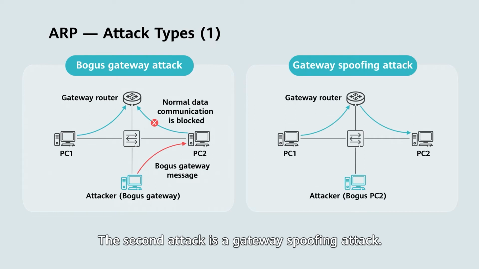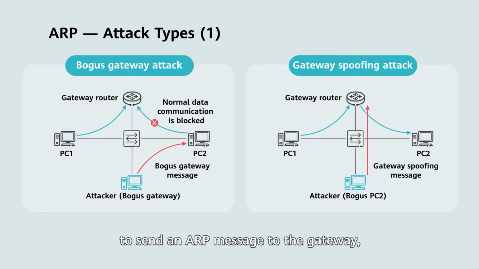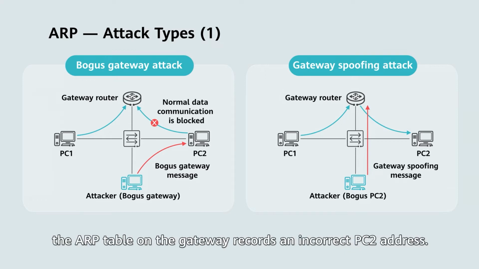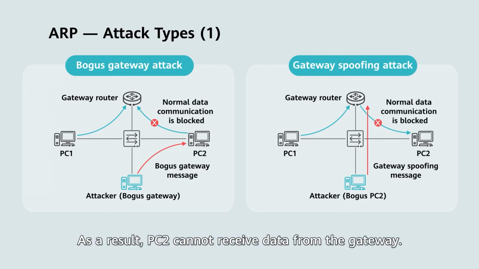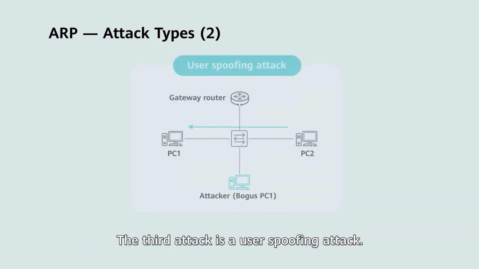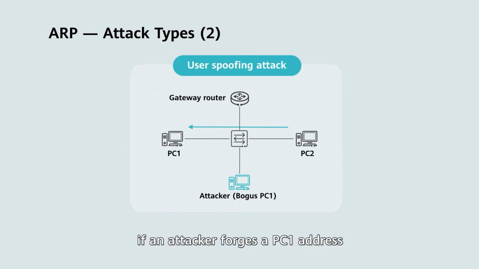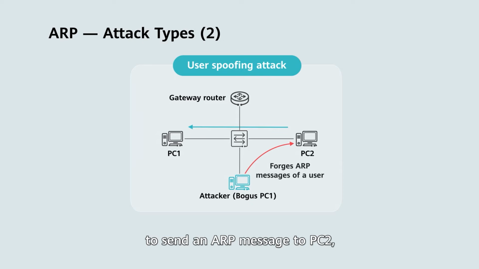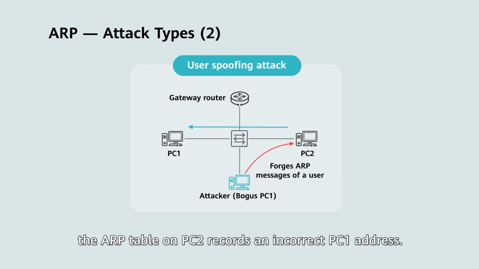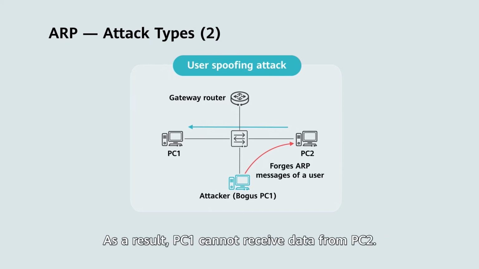The second attack is a gateway spoofing attack. For example, if an attacker forges a PC2 address to send an ARP message to the gateway, the ARP table on the gateway records an incorrect PC2 address. As a result, PC2 cannot receive data from the gateway. The third attack is a user spoofing attack. For example, if an attacker forges a PC1 address to send an ARP message to PC2, the ARP table on PC2 records an incorrect PC1 address. As a result, PC1 cannot receive data from PC2.